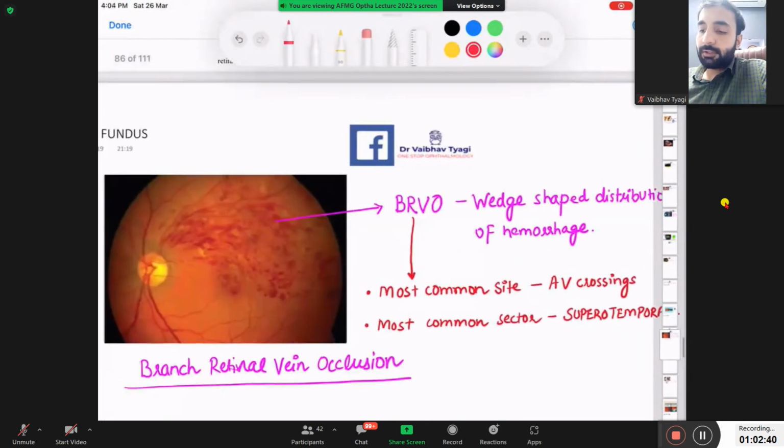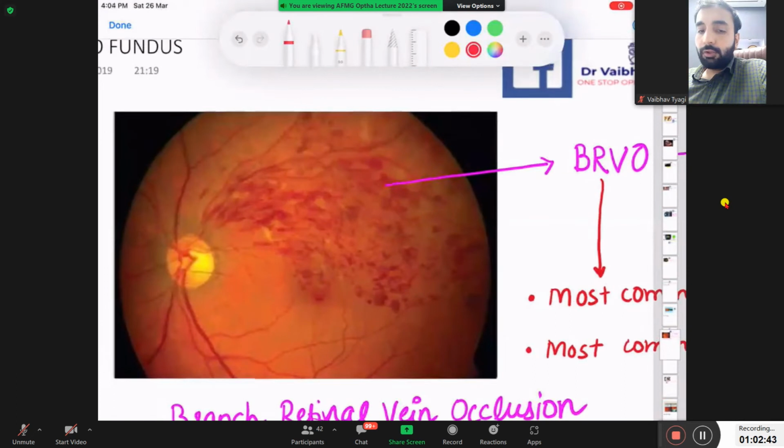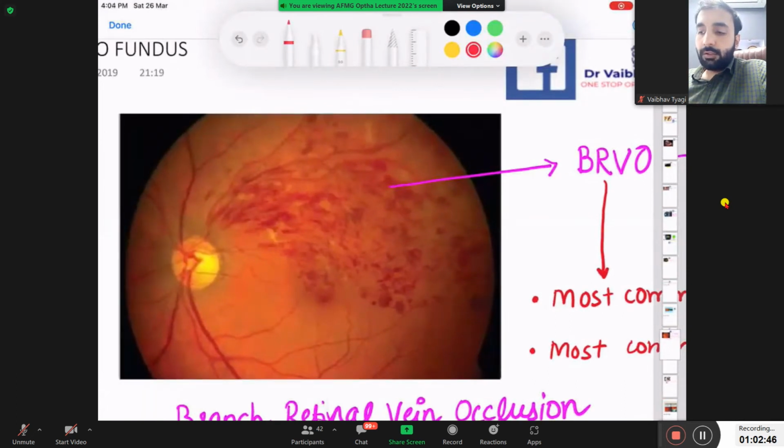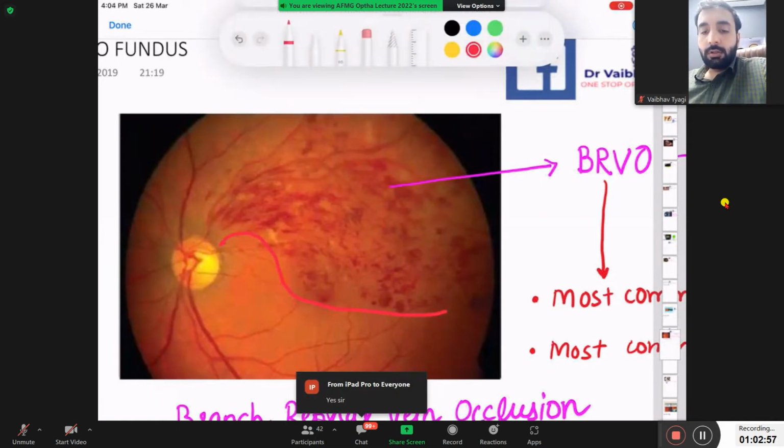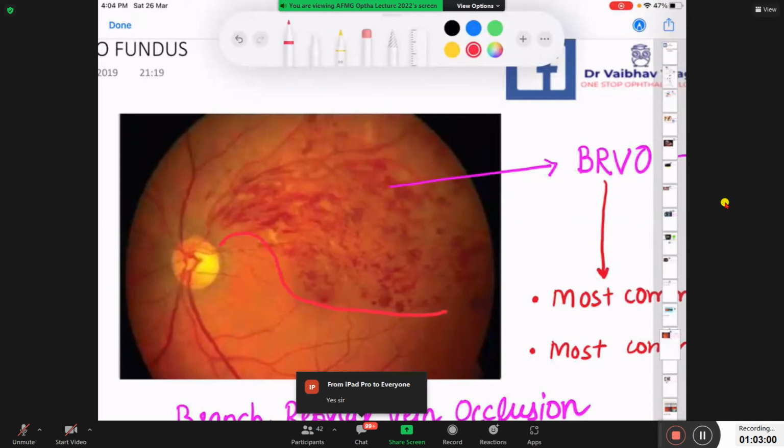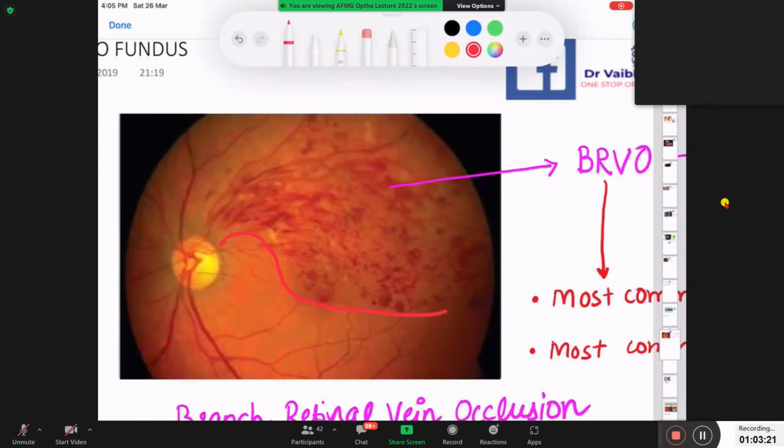Clear? So this is a picture of BRVO. Can you appreciate hemorrhages are present only in one quadrant? So this is BRVO. Right? So if someone asks about treatment, treatment is the same. There are hemorrhages, so we have to do PRP, pan-retinal photocoagulation. Okay, so we have to do pan-retinal photocoagulation in CRVO. Clear?